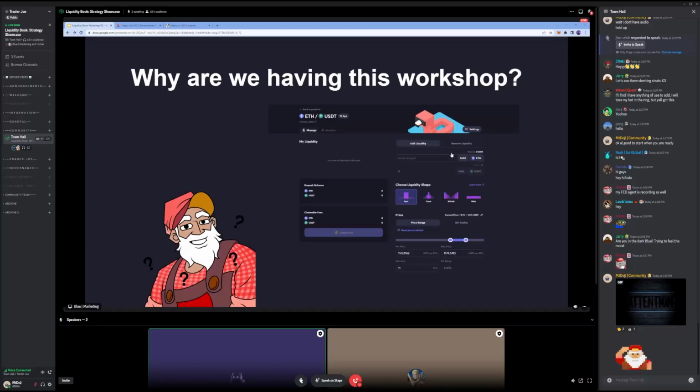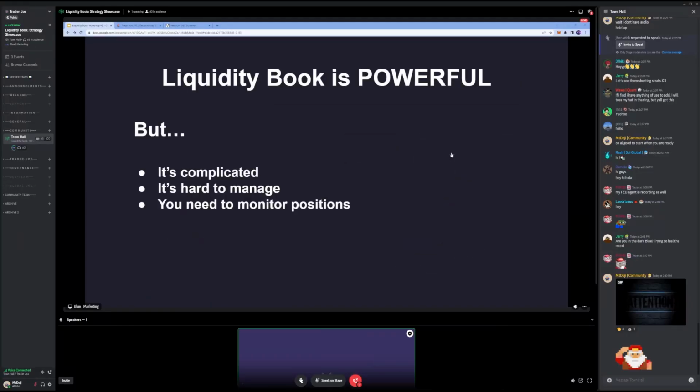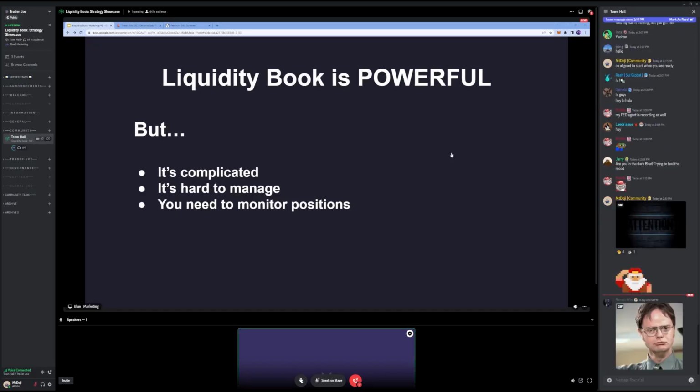And that's why we're having this workshop, to run down some of the most basic liquidity shapes you can deploy. That's one of the main, not necessarily pain points, but feedback points we've seen in the community. Whilst Liquidity Book is powerful, it is complicated. Managing your position is difficult. It's not easy. You can't just deposit your tokens and come back a number of months later and expect to see rewards. You most likely have to check multiple times a day.